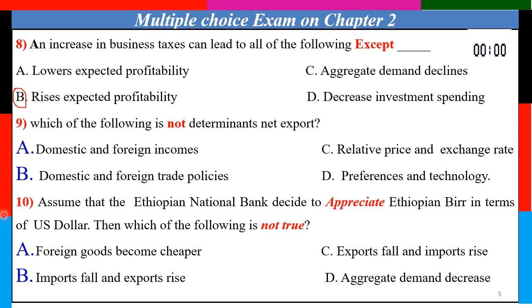Okay, question number 10. Assume that the Ethiopian National Bank decides to appreciate the Ethiopian birr in terms of the USA dollar. Then which of the following is not true? A. Foreign goods become cheaper. B. Imports fall and exports rise. C. Exports fall and imports rise. D. Aggregate demand decreases.